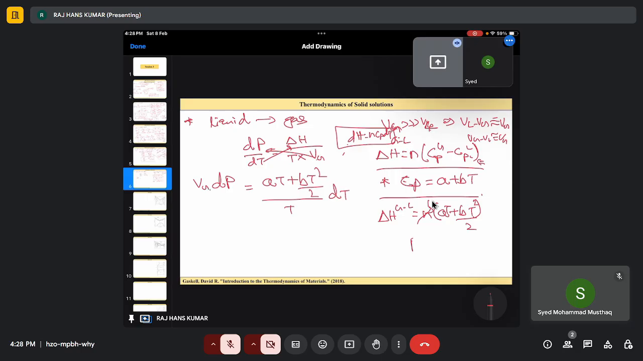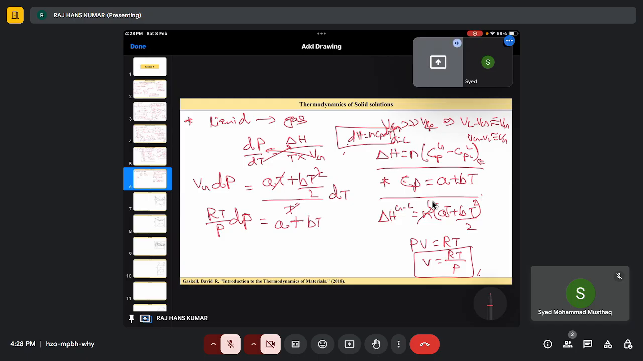PV equals RT for one mole. Then what is V? V equals RT by P. Substituting that here, it will turn out to be dP by P times... dP equals to AT. Now this T gets cancelled. So what we have is A plus BT, right?